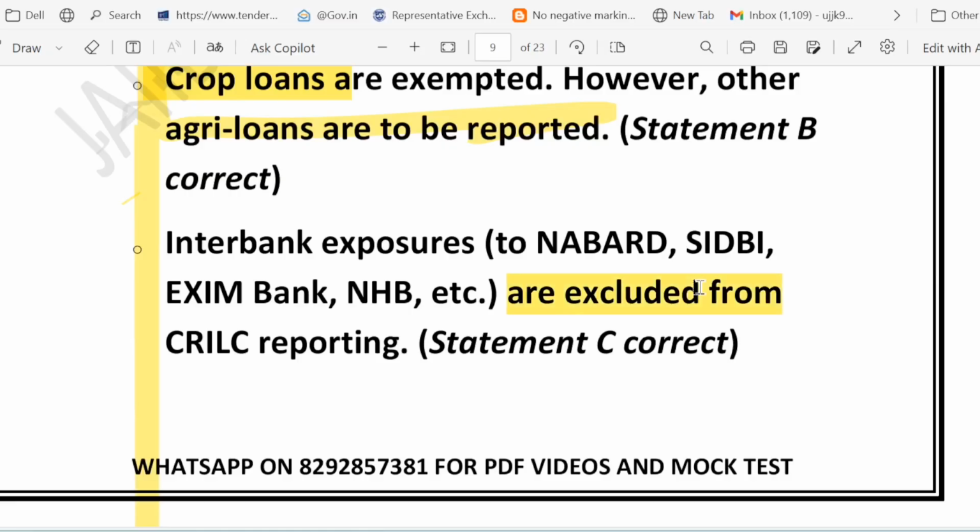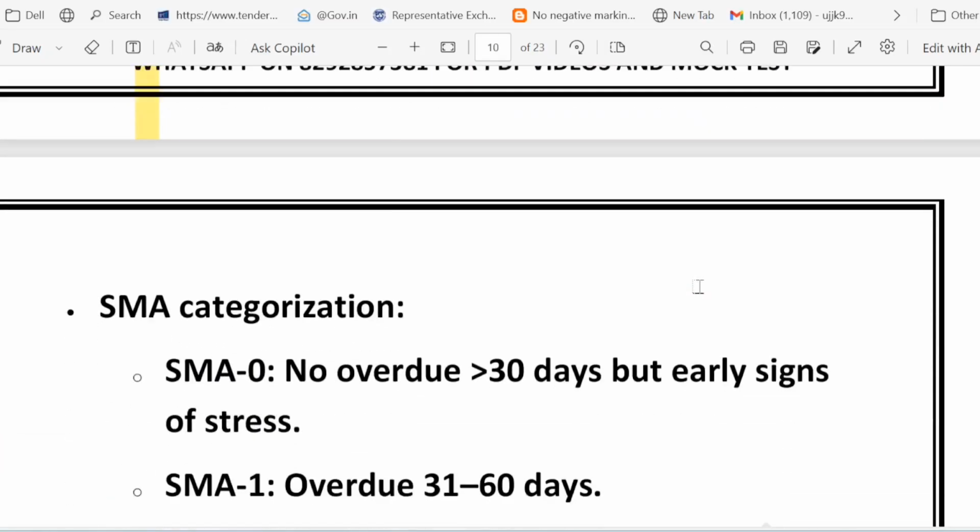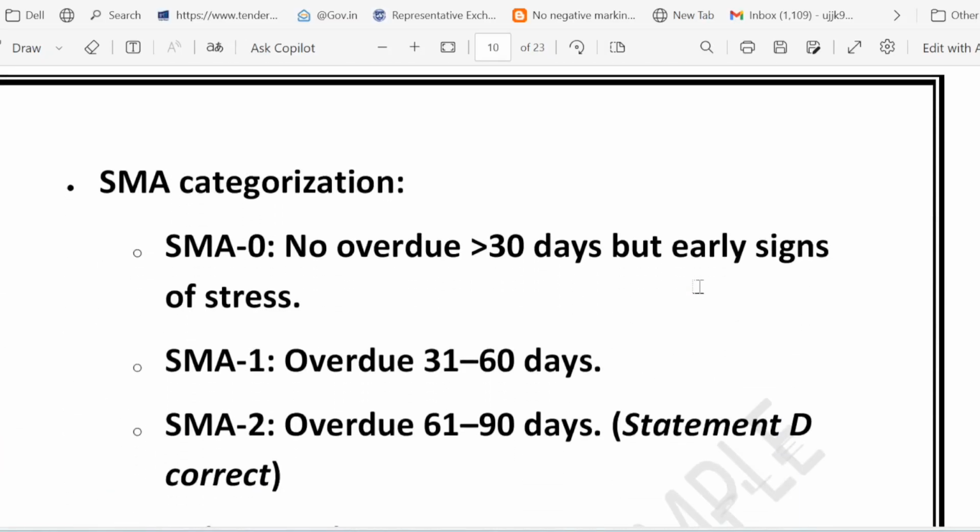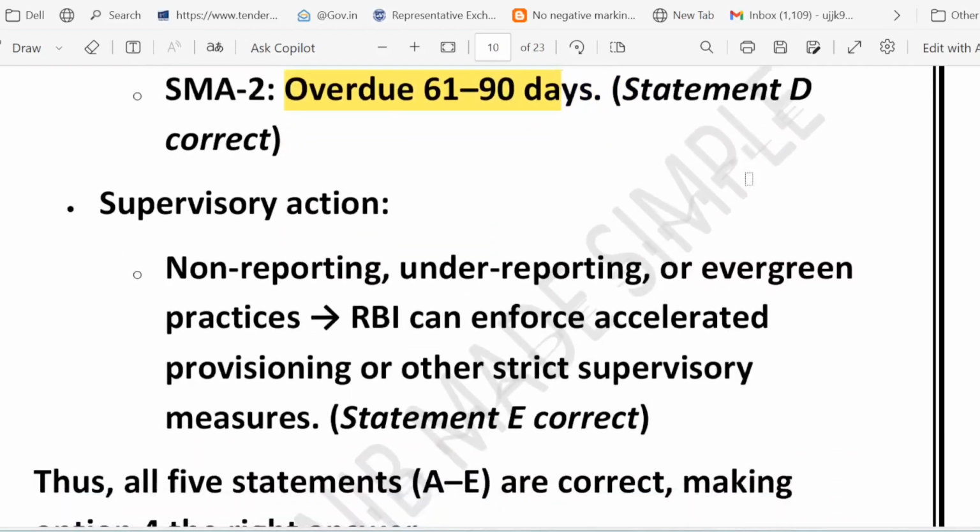So they are not required. Interbank exposure, they are not required to be reported to CRILC. And SMA 0, no overdue, but not overdue means overdue less than 30 days. SMA 1, 31 to 60 days. SMA 2, overdue between 61 to 90 days.